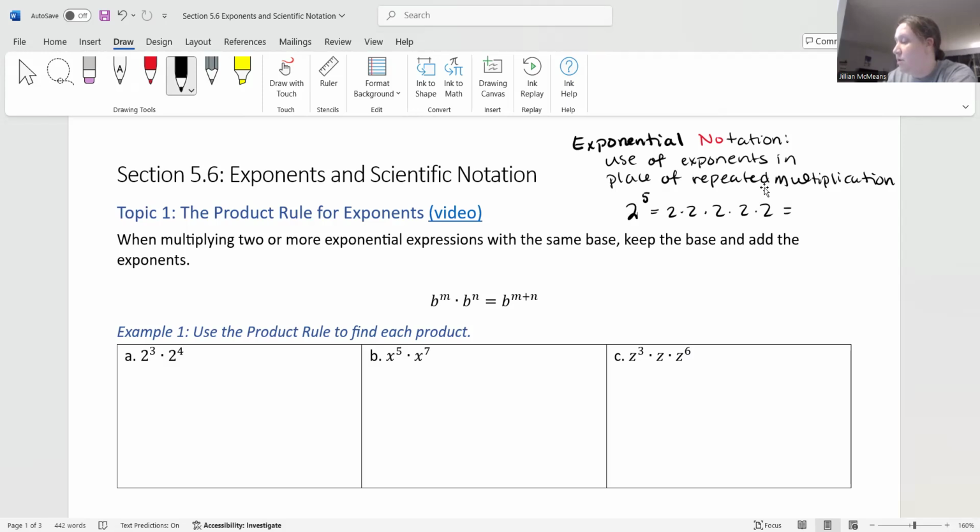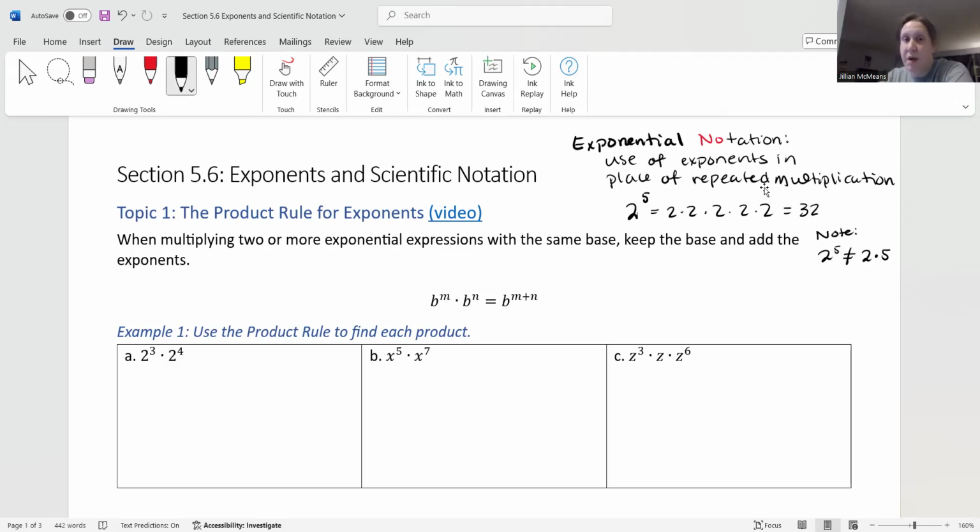And just note, 2 to the 5th is not 2 times 5, okay? It is not 2 times the exponent. It is 2 times itself as many times as the exponent says. So when we have these expressions in exponential notation, sometimes we have to do some simplifying, and it can be really helpful if we learn these different rules. They're kind of like shortcuts to working with exponents, okay? And the first one we're going to look at is called the product rule for exponents.